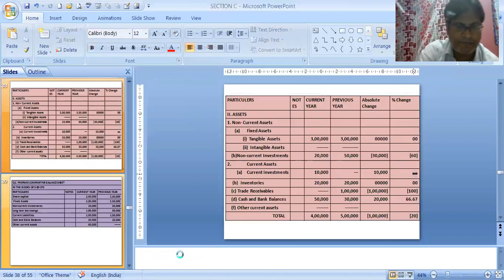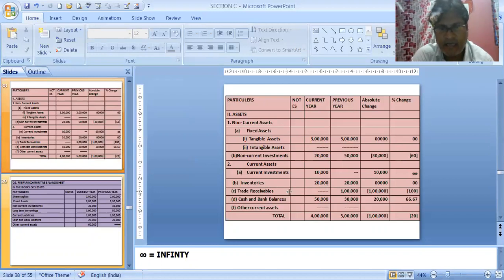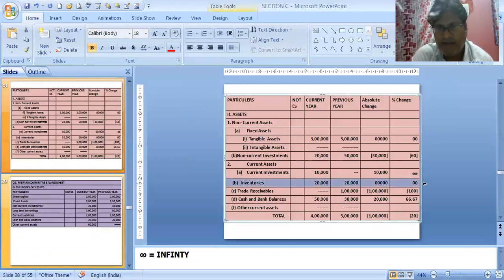Infinity. This is called infinity. It means it is not measurable. Anything divided by 0 is infinity. Next is inventories. In inventories, there is no change, so there is no percentage change also.